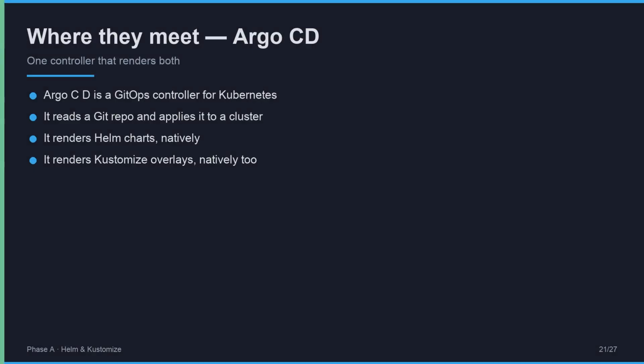This is where the 2 tools meet. Argo CD is a GitOps controller for Kubernetes. It watches a Git repository, and it applies whatever it finds there to your cluster, automatically. The important part for us, Argo CD renders Helm charts natively, and it renders Kustomize overlays natively too. So whichever tool you choose, Argo CD can take care of the apply step. You just point it at the right place in your repository.